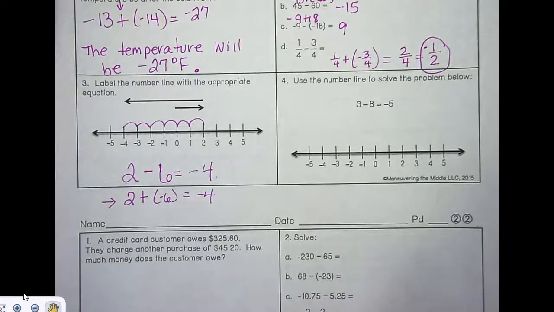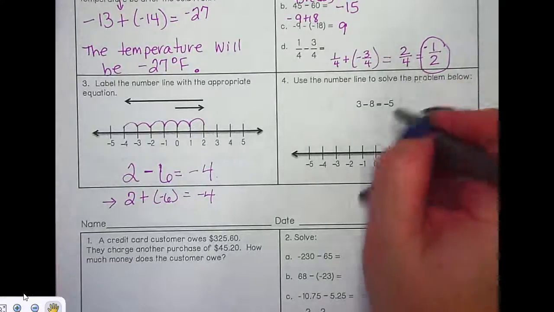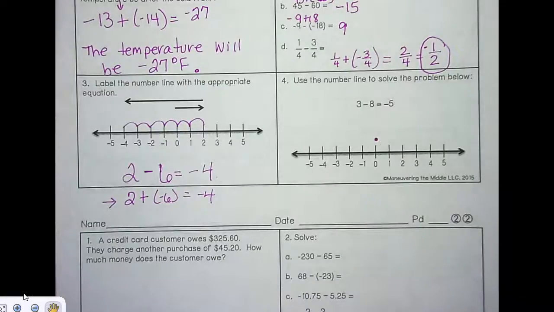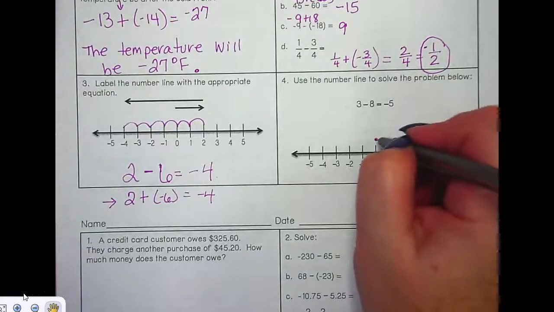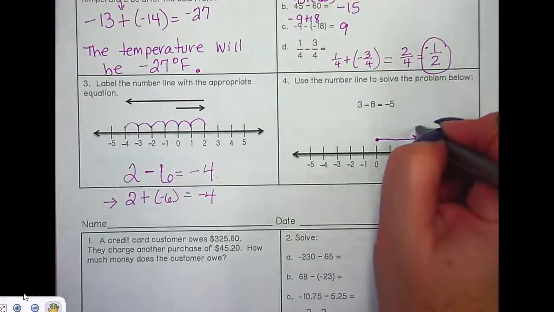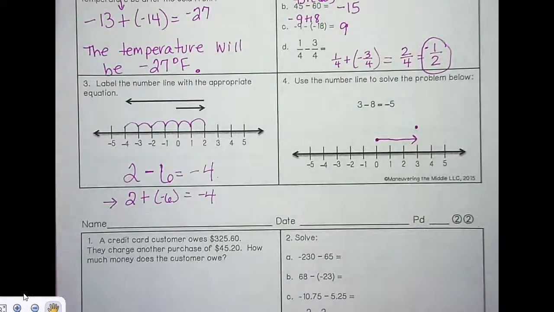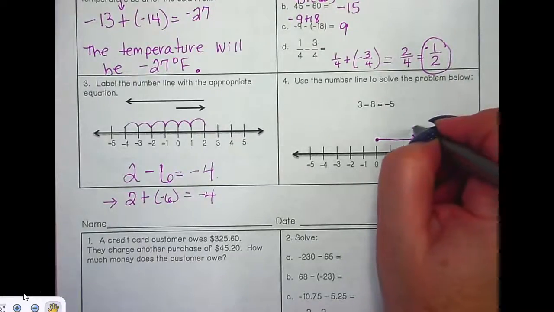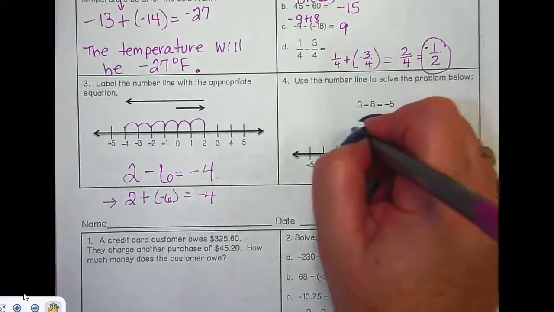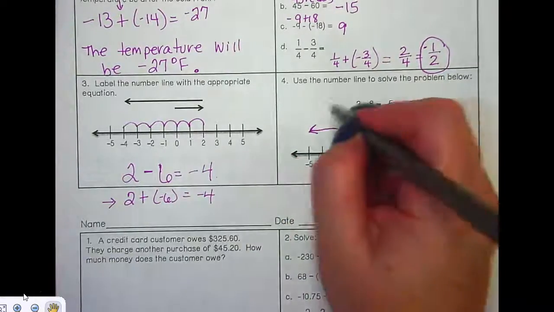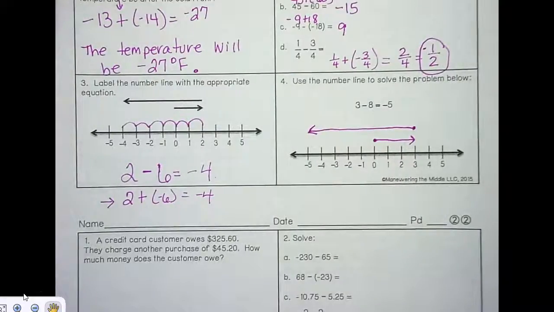All right. 4, you start at 0, and I'm going to draw my arrow where? Where's my first arrow go? To 3, positive 3. Pick your pencil up, and now what are we going to do? Go negative 8 places to the left, and Sean said we're going to stop at negative 5. Agreed.